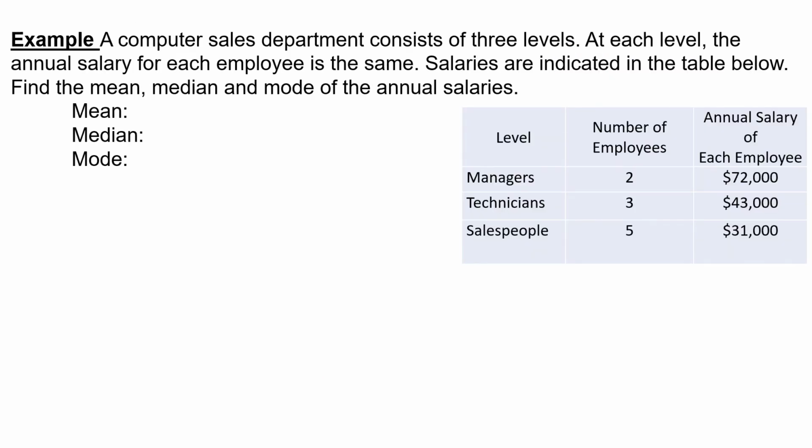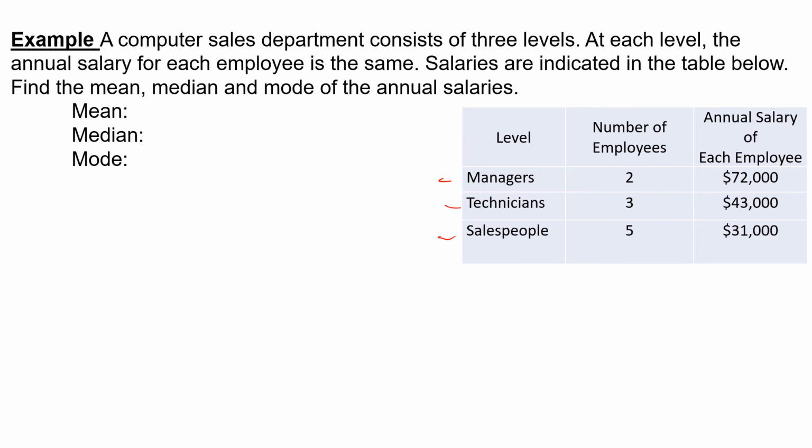Okay, now we have another one. Again, put it on pause and try to answer this on your worksheets as well, because you'll be seeing questions like this too. It says a computer sales department consists of 3 levels, and we can see those levels here: salesperson, technicians, and managers. At each level, the annual salary for each employee is the same. Salaries are indicated in the table below. Calculate mean, median, and mode.